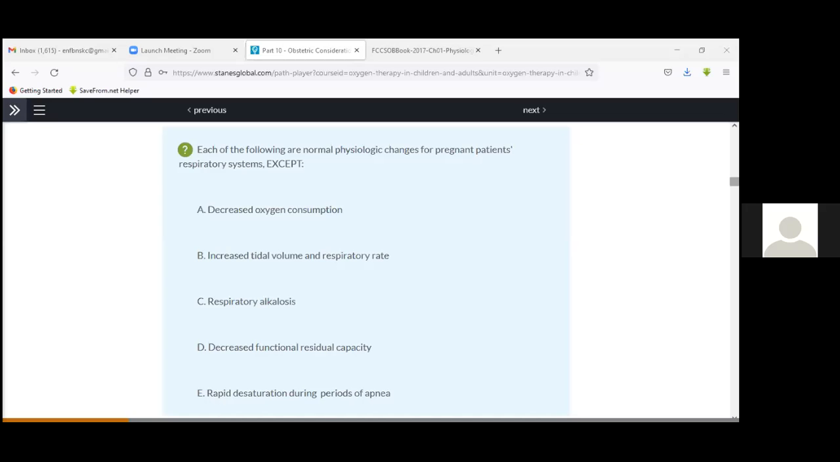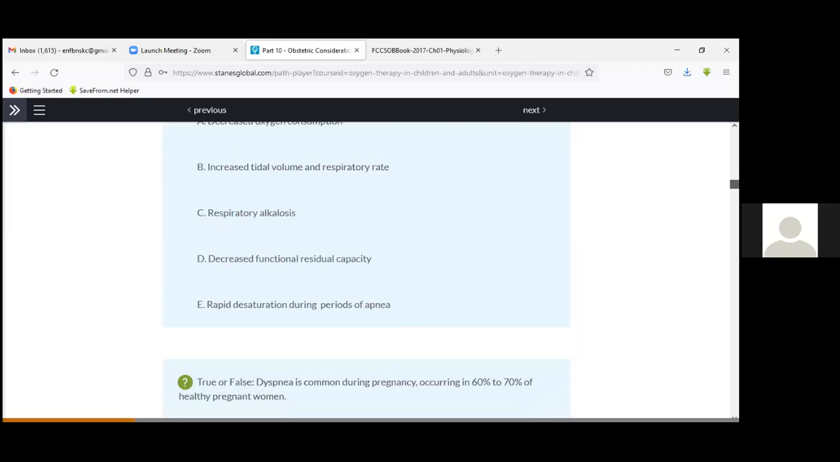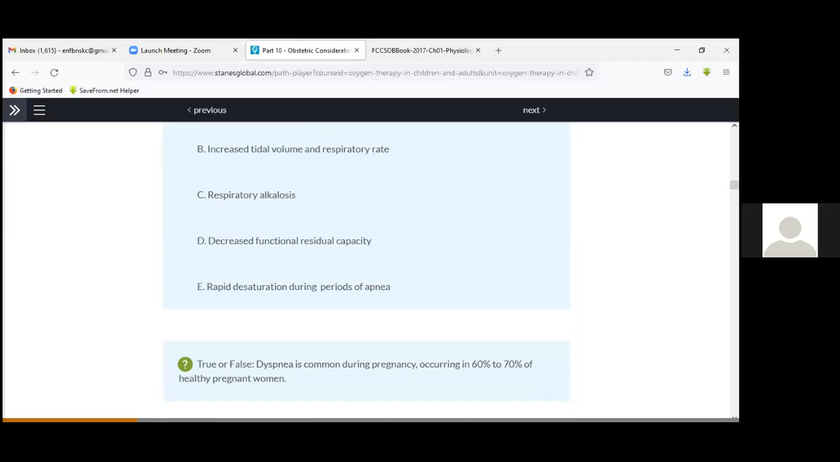C, respiratory alkalosis. Of course, if there's an increase in respiratory rate, the patient loses carbon dioxide, and therefore there is respiratory alkalosis. D, decreased functional residual capacity. Functional residual capacity is the amount of air that's left in the lungs after normal expiration. This is reduced in pregnant patients because of the gravid uterus, which pushes up the diaphragm. And E, there's rapid desaturation during periods of apnea. Yes, there is rapid desaturation because of the high oxygen consumption and the decreased functional residual capacity, which is usually our oxygen store.